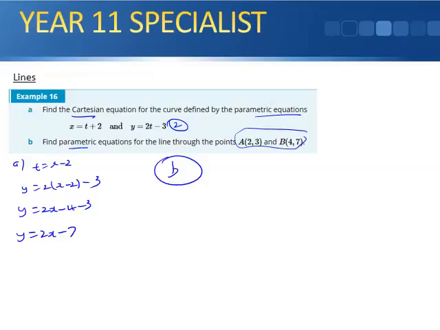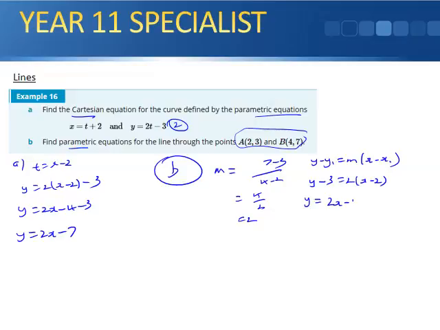Part B, I want to find the parametric. I only have 2 points. So let's find the normal equation of this line. Gradient is (7 minus 3) over (4 minus 2), which means I have 4 over 2, which means I have 2. And then I use the equation of the line. I'll use this one here, and I get y minus 3 equals 2(x minus 2). Y equals 2x minus 4 plus 3, so y equals 2x minus 1.